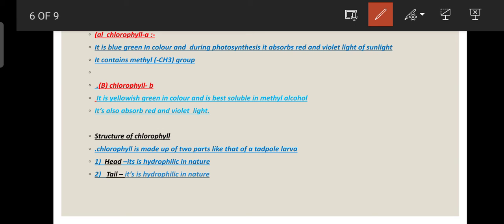Chlorophyll B is yellowish green in color and is best soluble in methyl alcohol. It also absorbs the red and violet light. And the structure of chlorophyll.